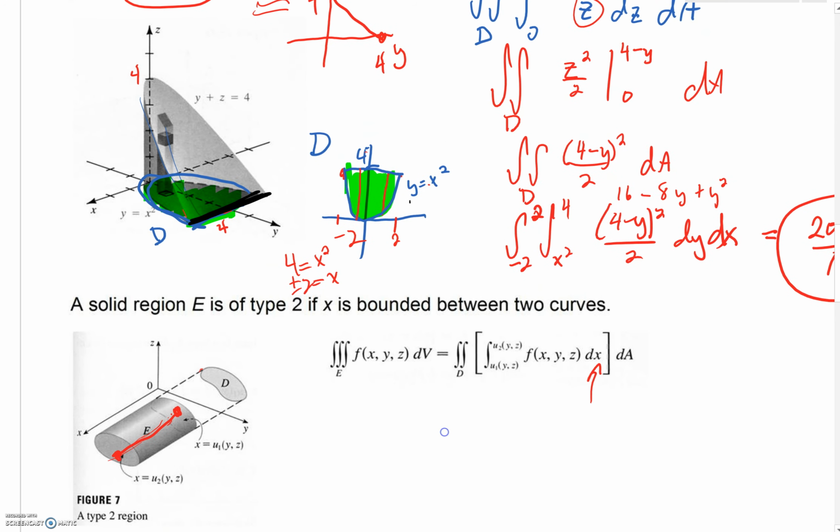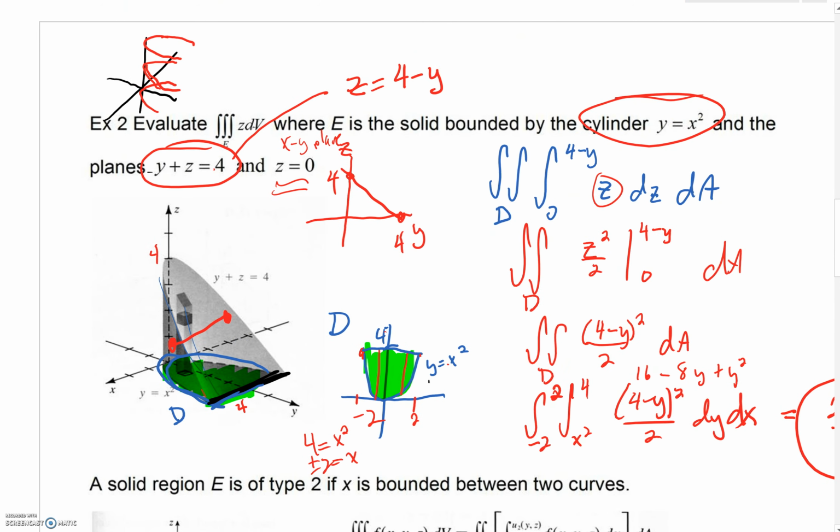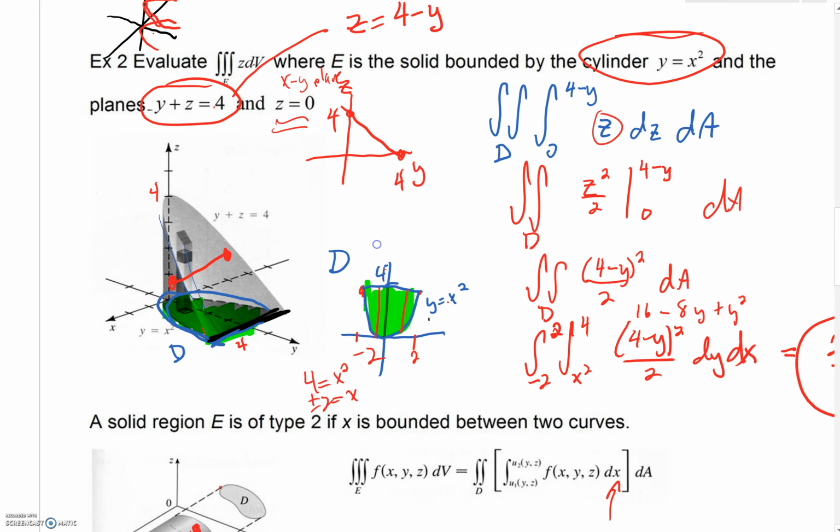Now we might not think of this as a type 2 region at first, but look, we could say x is bounded between two curves. You can say, now wait a minute, as you drew this little red segment here, what in the world are these boundaries? Well, remember that really we have this parabolic cylinder that's rising up. So we had y equals x squared. If we wanted to solve for x, x would be plus or minus radical y. So right here we'd have x would equal the positive radical y.